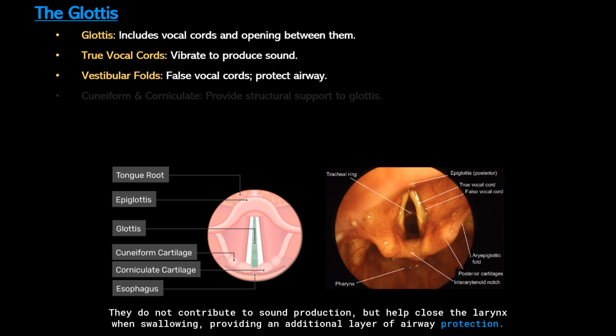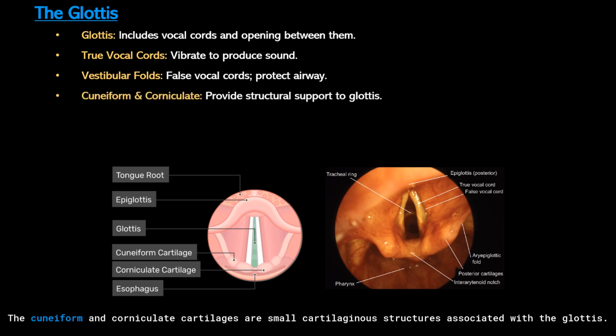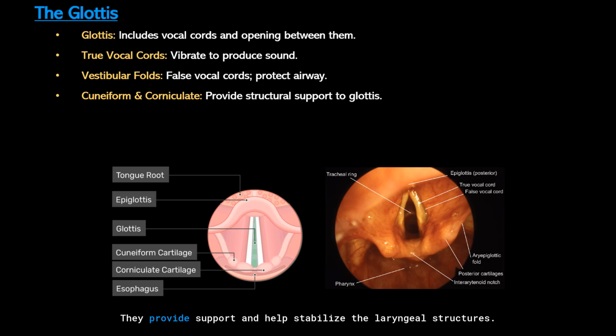The cuneiform and corniculate cartilages are small cartilaginous structures associated with the glottis. They provide support and help stabilize the laryngeal structures. They contribute to the flexibility and control required for both phonation and airway protection.